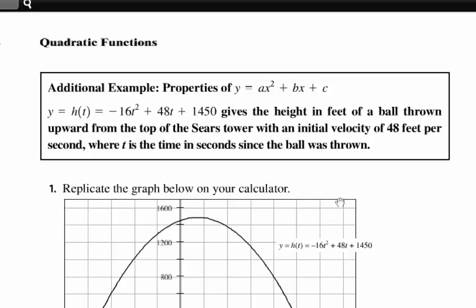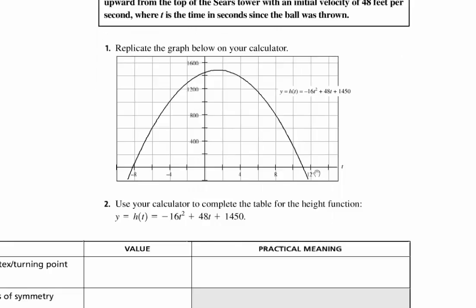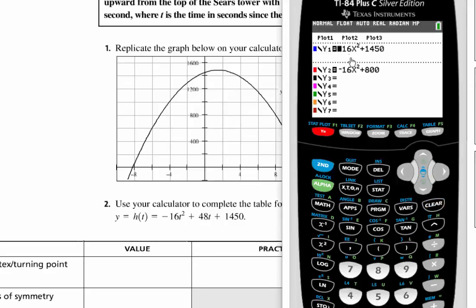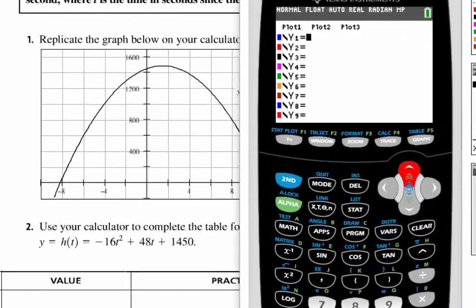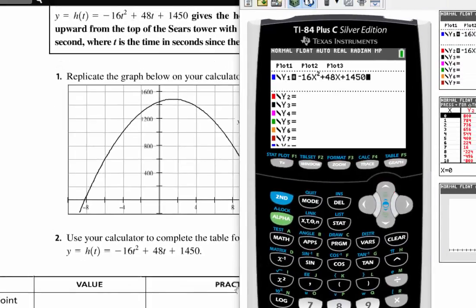So the first thing we're asked to do is to replicate the graph below. So let's take out our graphing calculator, and we'll go to y equals. I have some junk here, so I'm going to clear this out. And then I'm going to enter the new height function. Okay, so the new height function looks like this, right? The only difference is we added the 48x to represent the upward velocity.